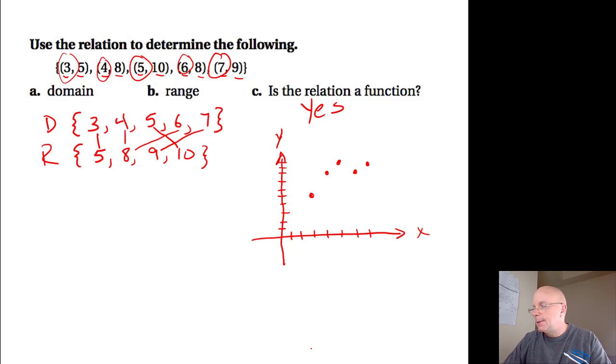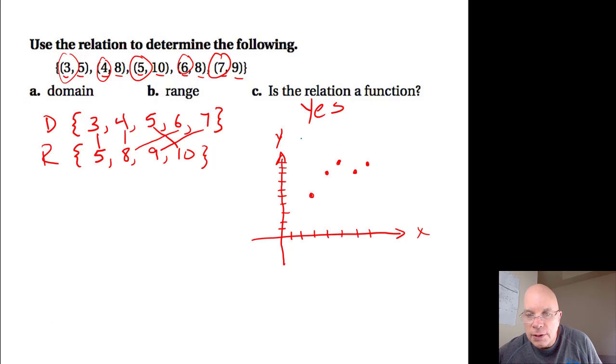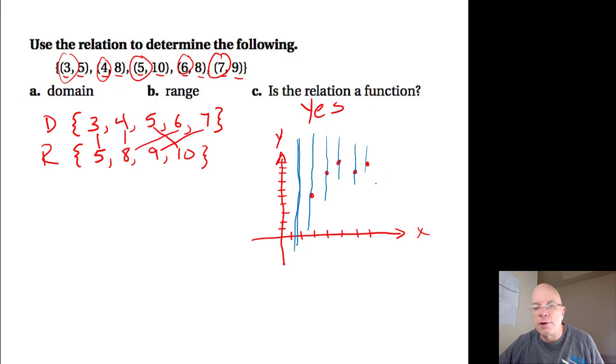Now, get a different color. If I draw a vertical line, right now I'm intersecting no points in the relation. Here I'm only intersecting 1. Here I'm only intersecting 1. Here I'm only intersecting 1. Same here, same here. So it doesn't fail the vertical line test. If there was such a thing as a horizontal line test, it would fail. But there is no horizontal line test.